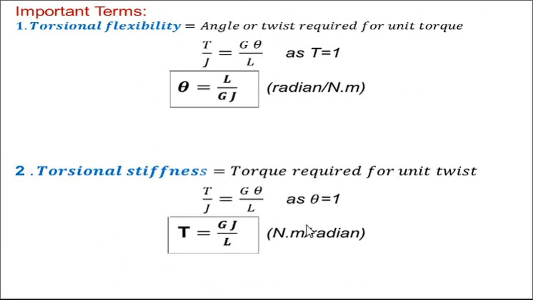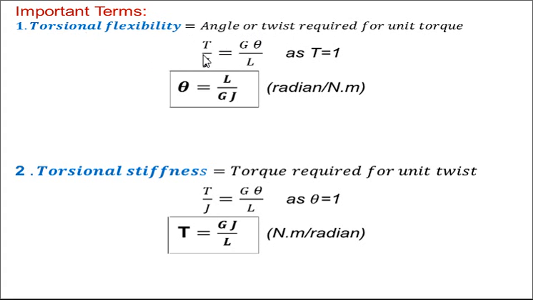This torsional flexibility is the angle of twist which is required for the unit torque. So for the unit torque, how much twisting angle it makes with the original line or original length of the shaft. That angle of twist for the unit torque is called the torsional flexibility.